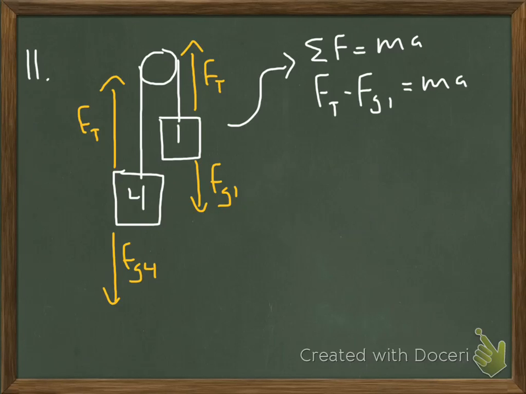Let's just say, I don't know, let's say the force of tension is 10 and the force of gravity is 5. We want the total force to be a positive number because it's going up, so we want to do 10 minus 5 to get a positive value.